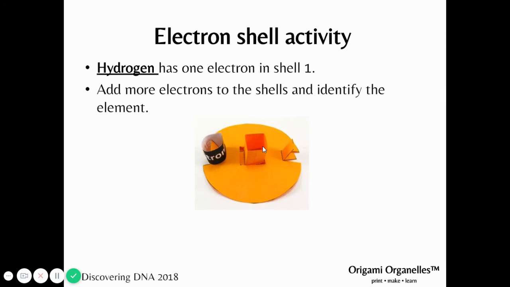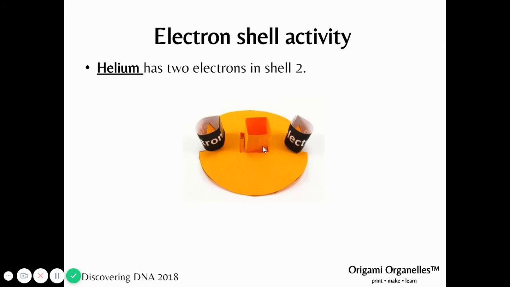All right, so hydrogen has only 1 electron. It's got 1 proton. Now what you're going to do is add more electrons as we go forward, and identify the atoms. So the next one is if we put 2 electrons in shell number 1, you're going to have helium. Helium's got 2 electrons, 2 protons. Go ahead and add a second electron to your atom that you had with hydrogen, and now you have created helium.